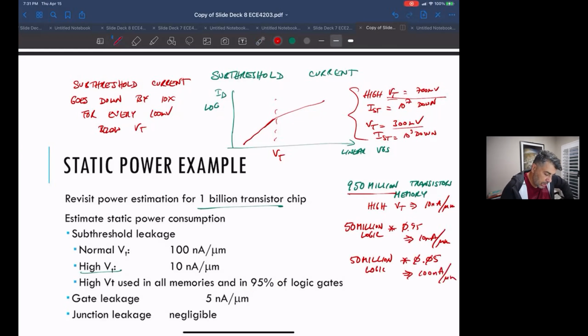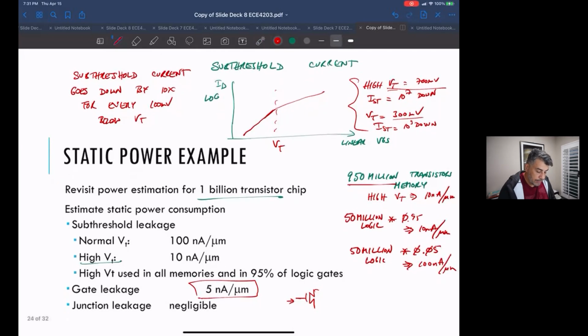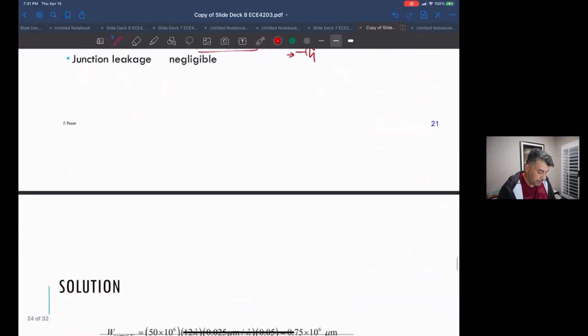Okay, and then there's a gate leakage, which is the leakage current into the gate that we also have to consider. Now the gate leakage is the same for everything. It doesn't depend on V sub t. So in this example, that's what we'll end up doing.